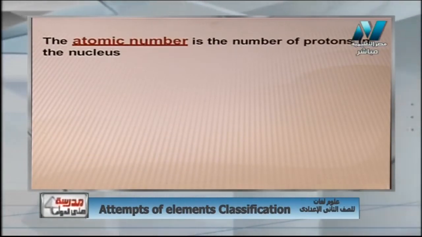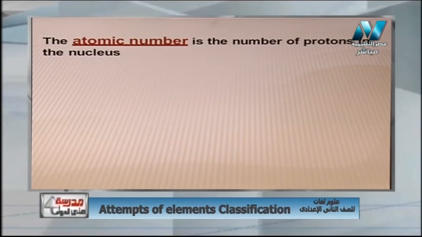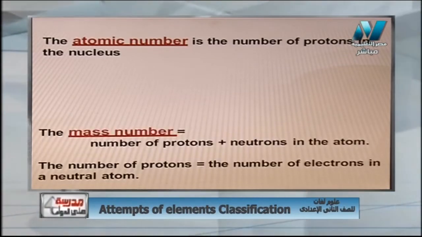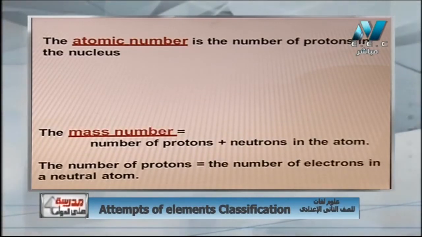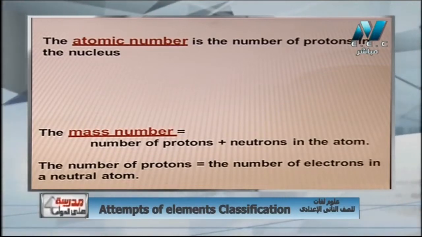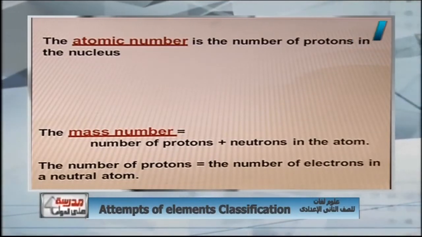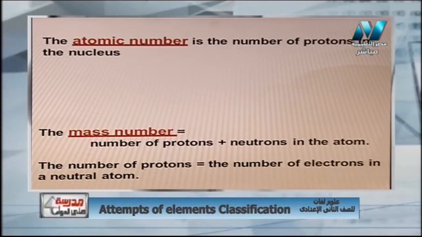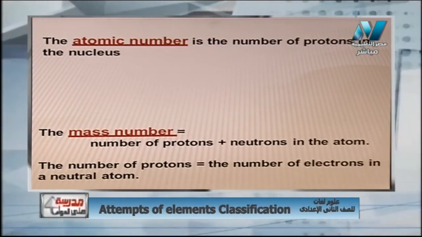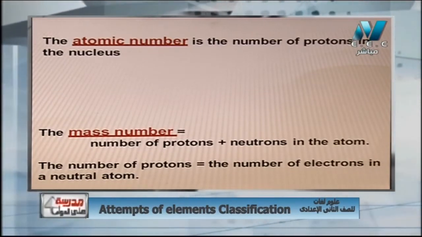What's the atomic number? The atomic number is the number of protons inside the nucleus. What's the mass number? It is the number of protons and neutrons inside the nucleus. What's the atomic number? It is the number of protons only.